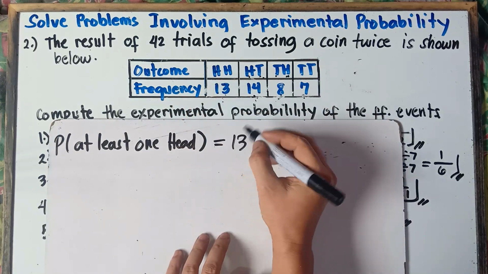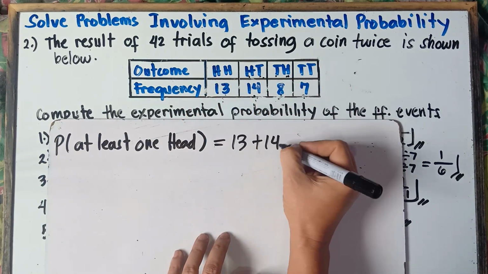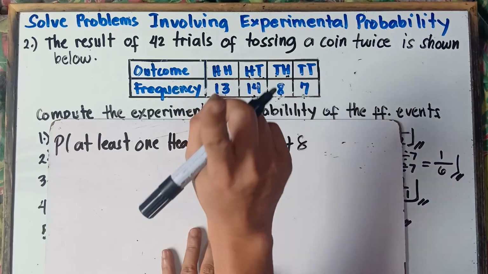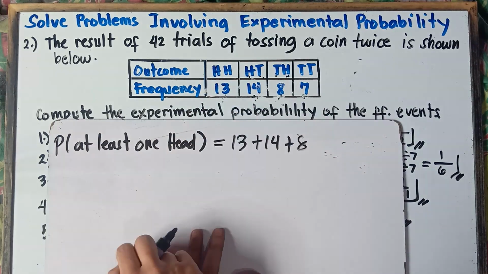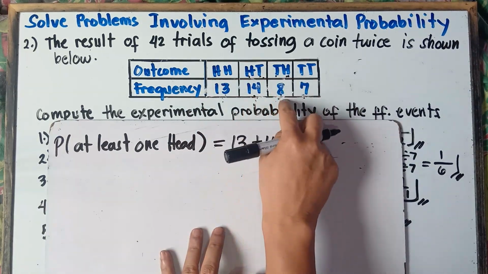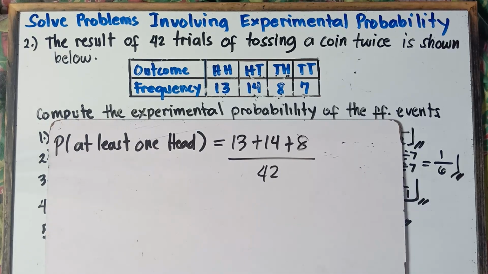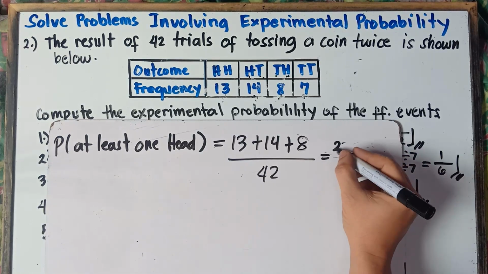So we can have 13, this one, plus 14, plus 8. So at least one head. We can have this one, 13, at least one head. So 13 is allowed. This one, at least one head, 14, and then 8. So 13 plus 14 plus 8, all over total number of trials, that would be 42. Alright, so 13 plus 14, that would be 27, plus 8, that would be 35.